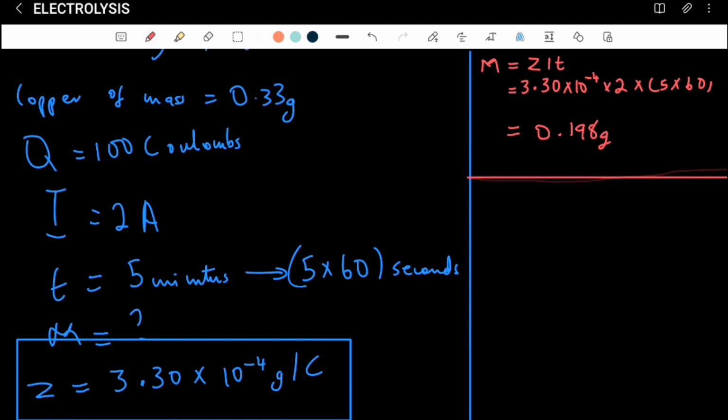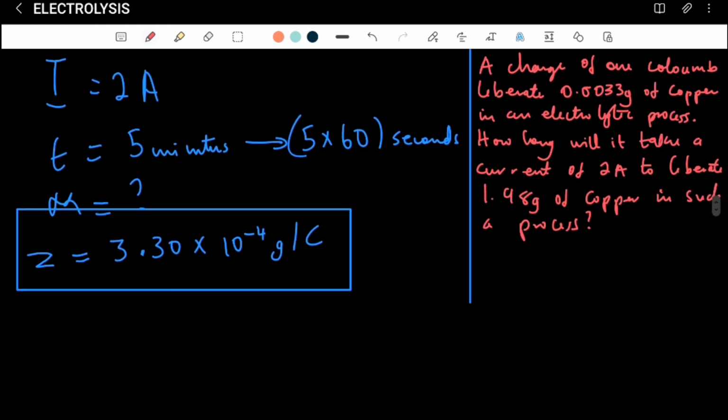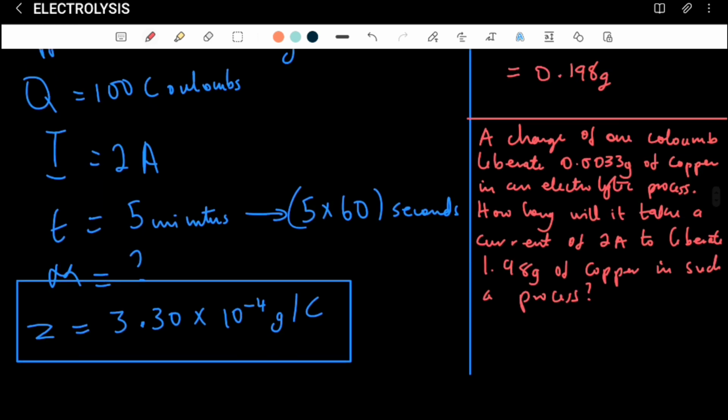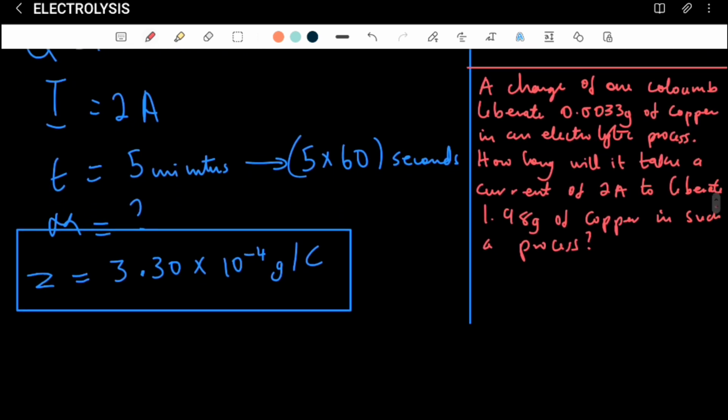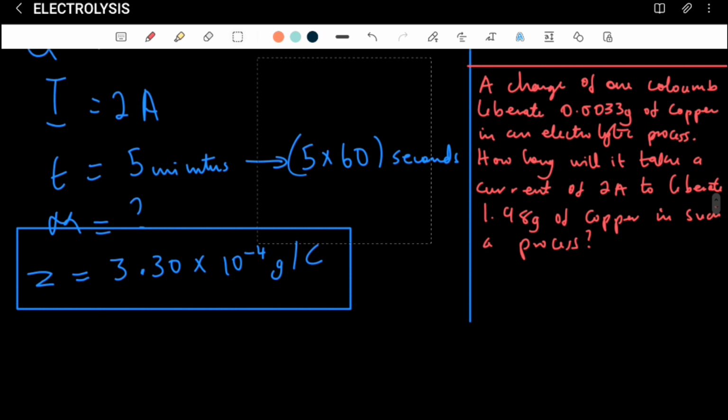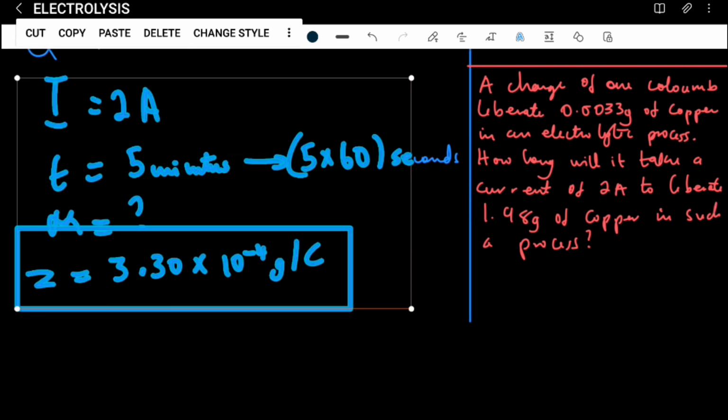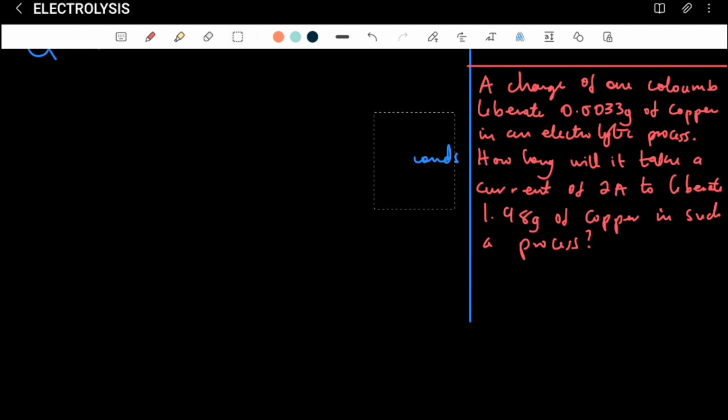Let's say we have another question that says a charge of 1 coulomb. All right, let's deal with this. The electrochemical equivalent, which we have as ECE. Let's do it this way. I think we're done with the previous question, so we can take this off the screen.